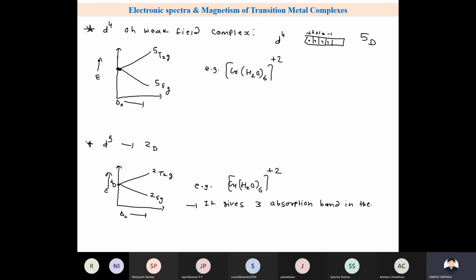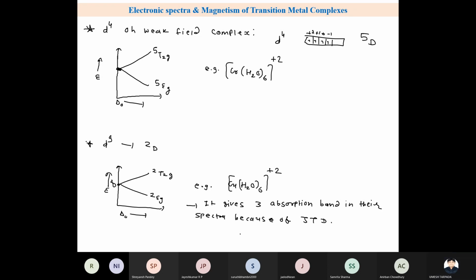In their spectra, because of JTD, because of John Teller distortion, you are getting 3 bands.